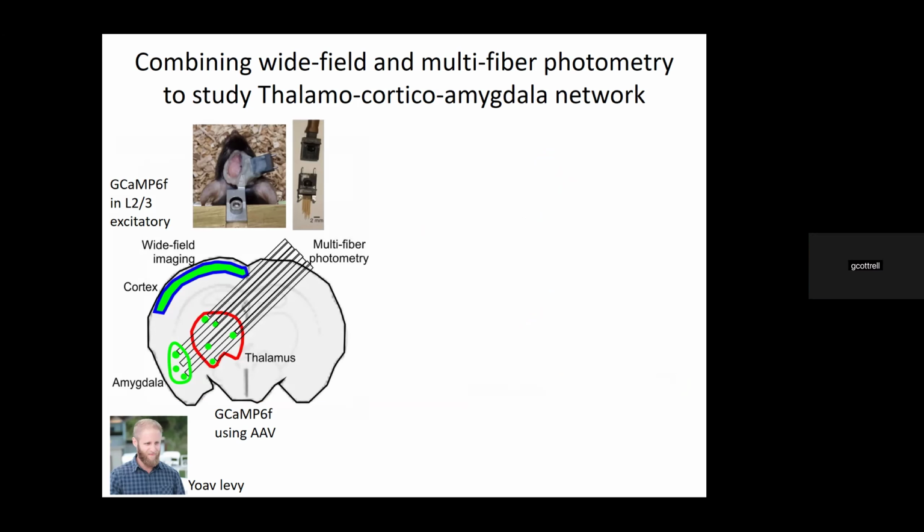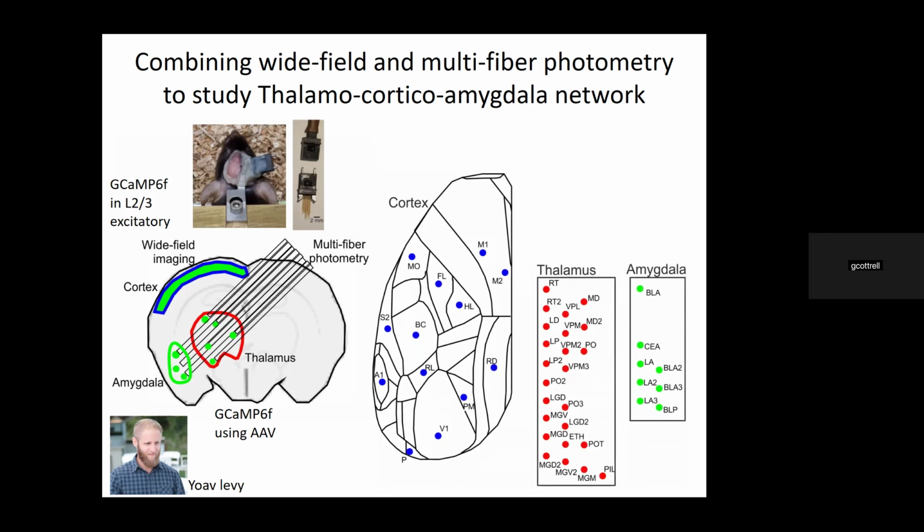to insert 32 optical fibers, multi-fiber photometry, simultaneously at a 55-degree angle to target 13 different thalamic nuclei, and since we're in that area, we can also go to the amygdala. So we have a wide range of thalamocortical networks. You can see here a sketch of the brain.